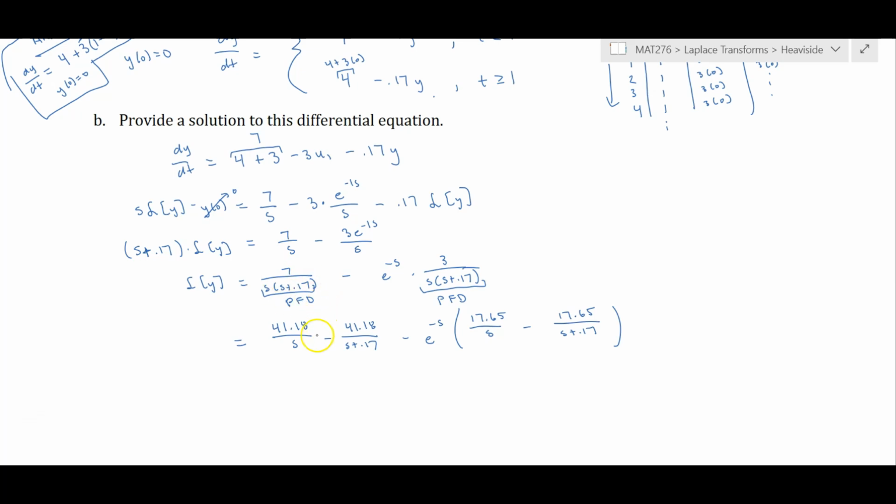And the partial fraction decomposition of 7 over this stuff is 41.18 over s minus 41.18 over s plus 0.17. Now for this second piece here, notice that I just said the partial fraction decomposition of the 3 over. We don't want to incorporate this in there because if you try to do that with most technology, it's not going to be able to parse it up. So what I'm doing is I'm just taking this piece right here and then writing its partial fraction decomposition.